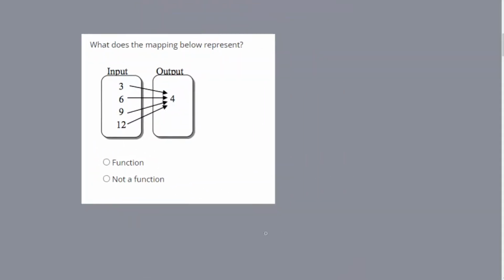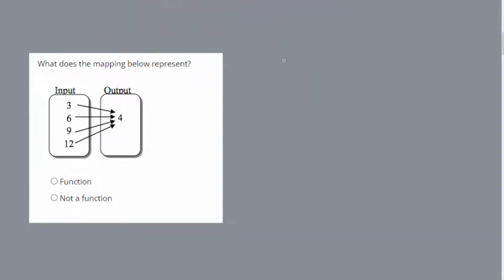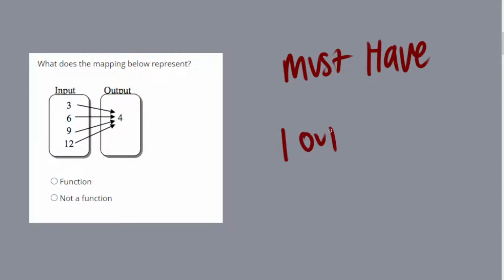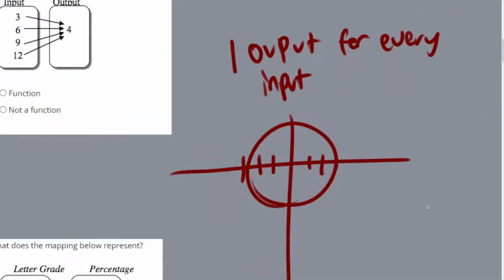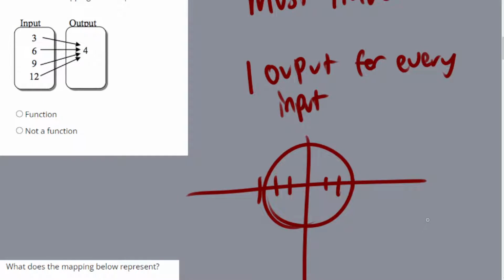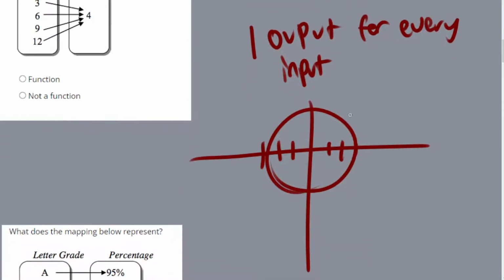So when we're talking about a function, it must have one output for every input. Or I guess it's the other way around. One input for every output. One moment. Yeah, so you can't have more than one output for every one input. So say we have this circle here. This circle is not a function.